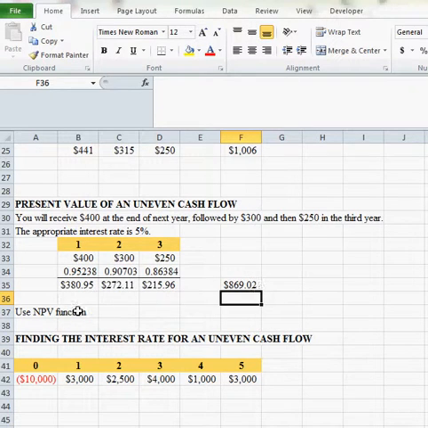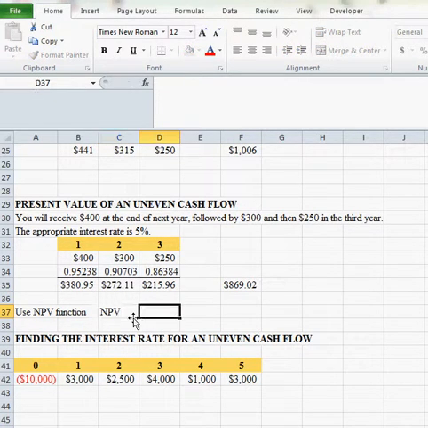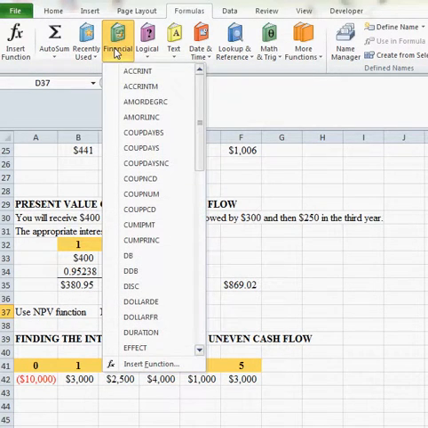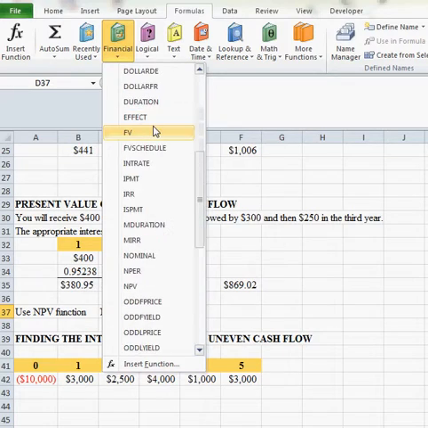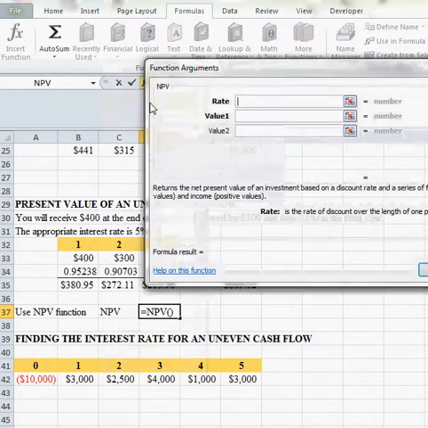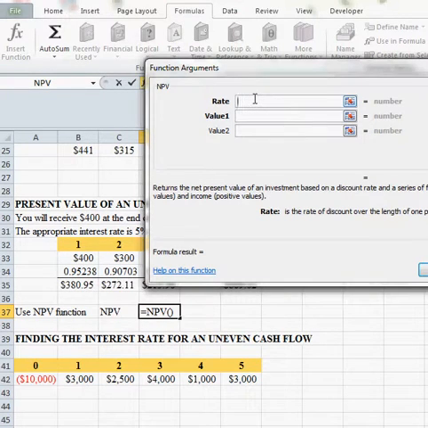Now we do have a function. We have an NPV, or a net present value function that will work with present value. I have nothing on future value. This is the way you have to calculate. But I can use an NPV function here. So we're going to go under formulas, financial. I'm going to go down to NPV, select it, put our rate in. So I don't have it referenced, so I'm just going to type it in, 5%.